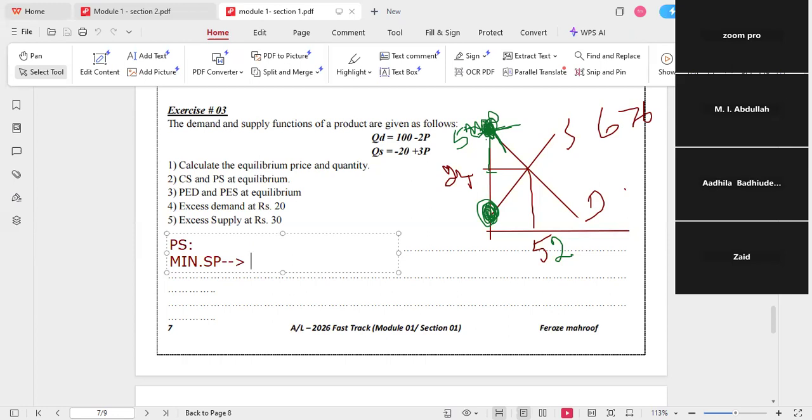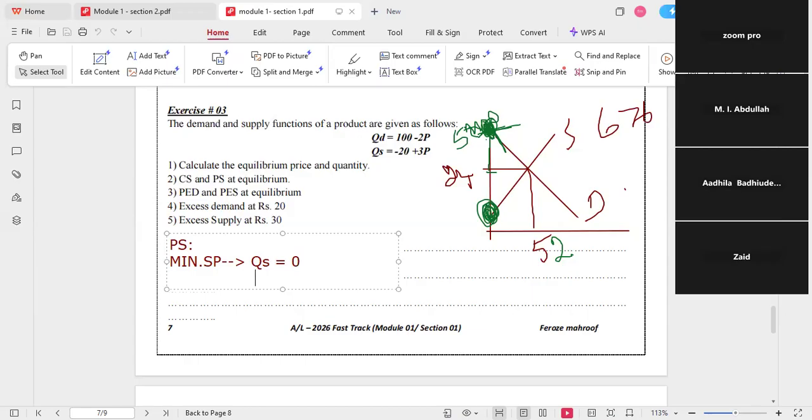So what is the minimum supply price? The lowest price ever that could be charged by a producer for the product, for a unit. So when we say minimum supply price, QS is equal to 0. Maximum demand price, QD is equal to 0. Minimum supply price, QS is equal to 0.